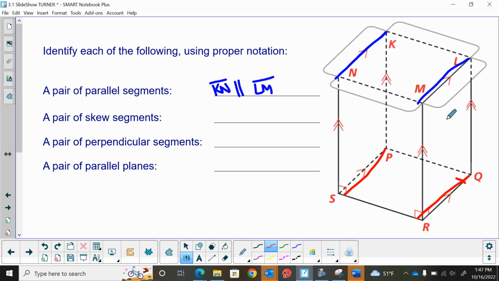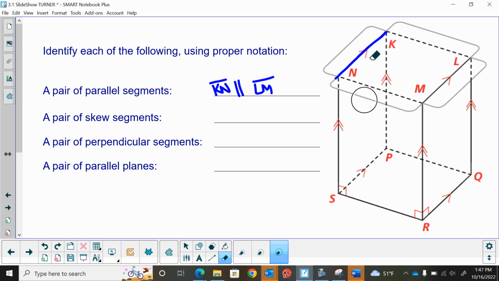And actually all 4 of those are parallel to each other because they all have the single arrow on them, okay? Or if you wanted to, you could pair up some of these double arrows. So we can go in a different direction here.